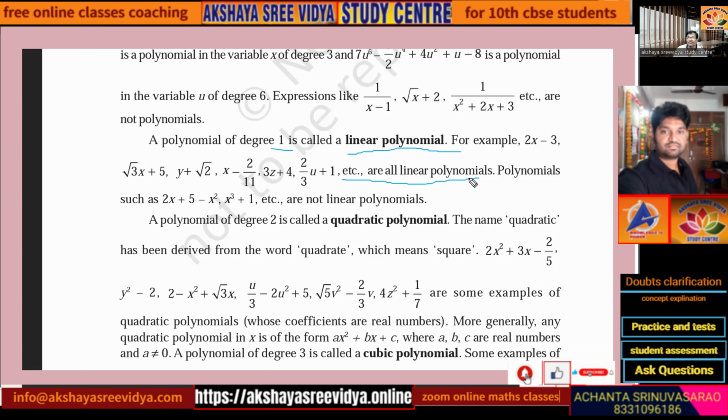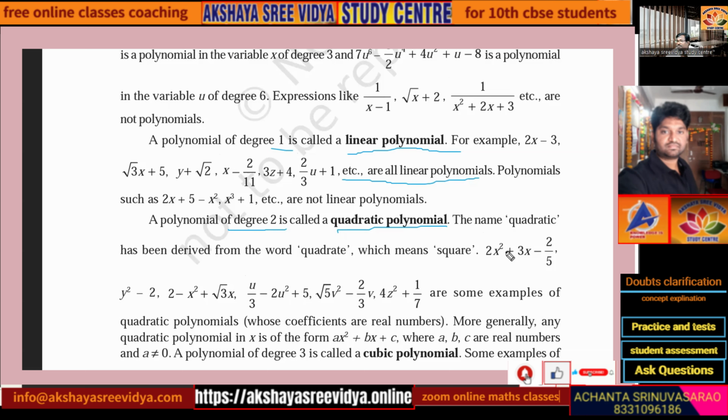And secondly, a polynomial of degree 2 is called a quadratic polynomial. If the highest power of x is 2, that is called a quadratic polynomial. The name quadratic has been derived from the word quadrate, which means square. For example, 2x square plus 3x minus 2 by 5.